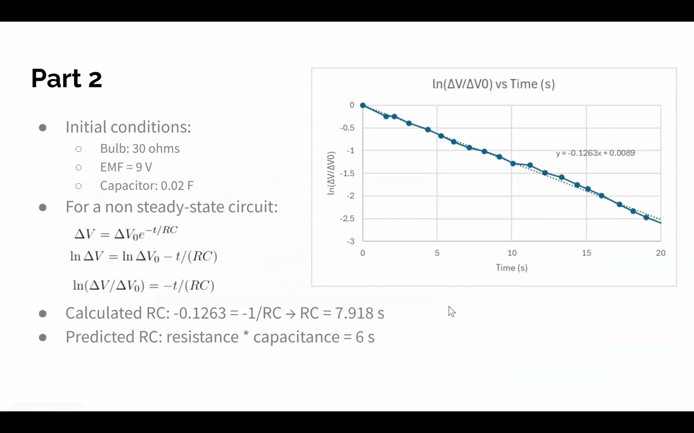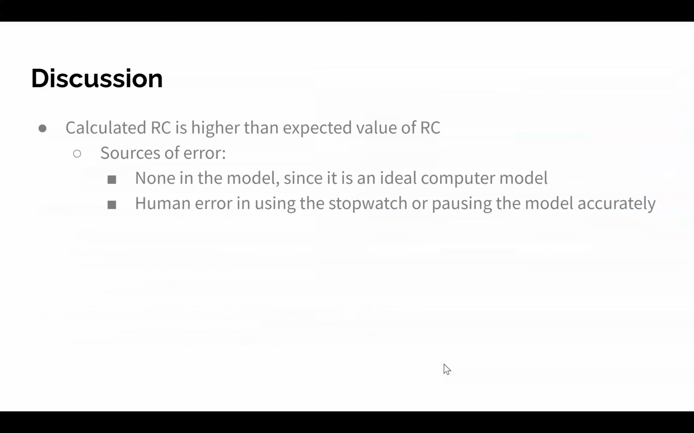And then finally, I measured the delta V for a 30 ohm light bulb using a charged capacitor, as shown by this graph here. And then I used the following equations to calculate the RC of the circuit, which is the time constant. And I was able to calculate this using also my line of best fit. And my calculated RC came out to be 7.918 seconds as compared to the predicted RC, which was 6 seconds.